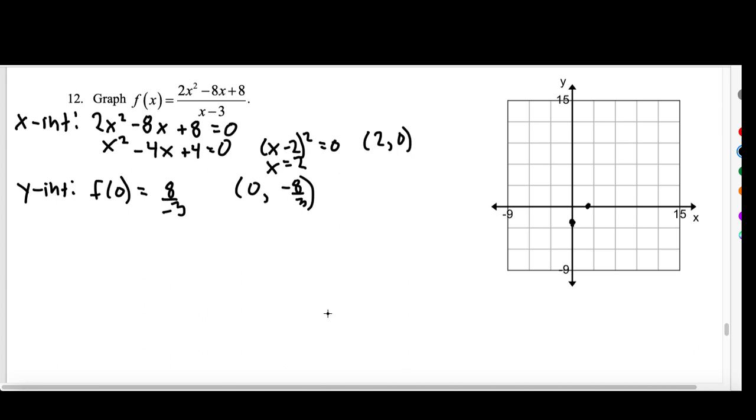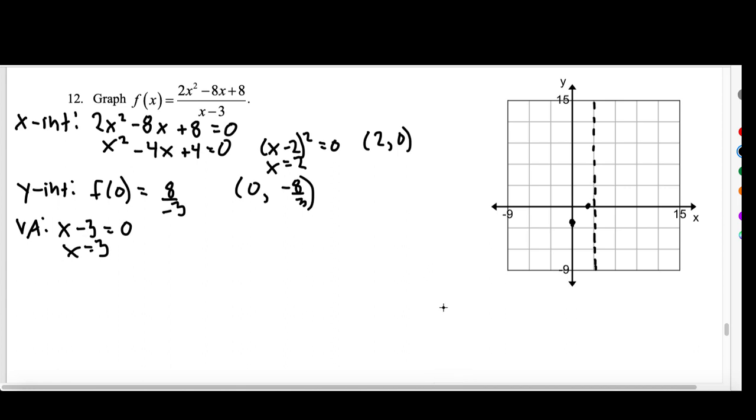And then we'll do our asymptotes, right? So vertical asymptote, this always corresponds to where the denominator is equal to 0. So this is an easy one, right? X minus 3 equals 0, so x equals 3 is the one vertical asymptote, and that's going to be the vertical line passing through this. Like so.